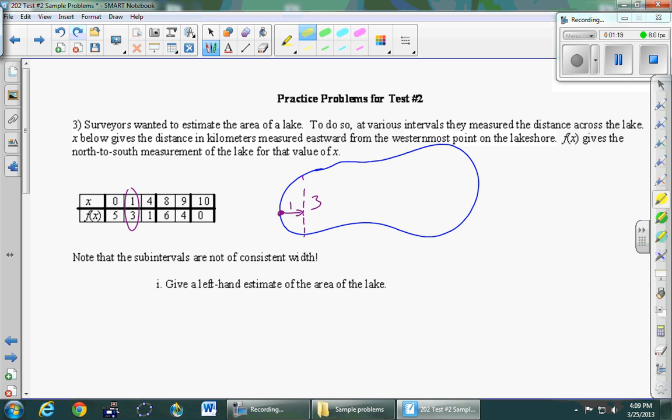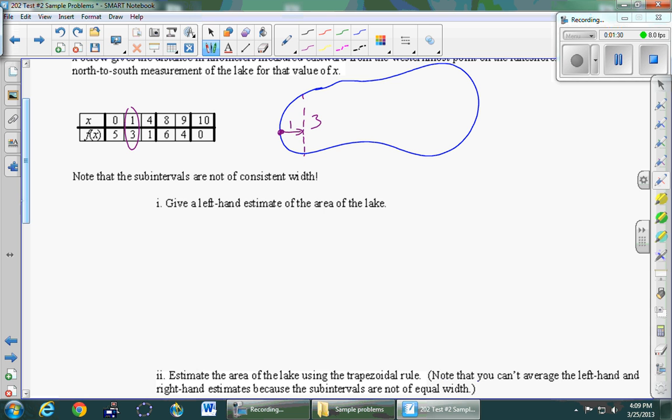So part I, give a left-hand estimate of the area of the lake. So left-hand estimate means you're going to use the left-hand point in each interval. So if I'm looking, for example, between 0 and 1, I will use the left-hand point to dictate the height of that rectangle. So the height in that case is 5. The area of the first rectangle is a height of 5 and a length of, and here's the distance, 0 to 1 is 1.